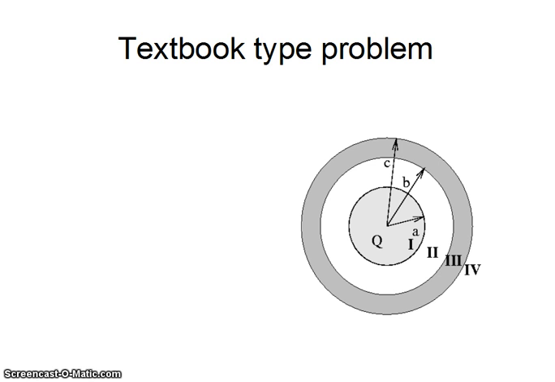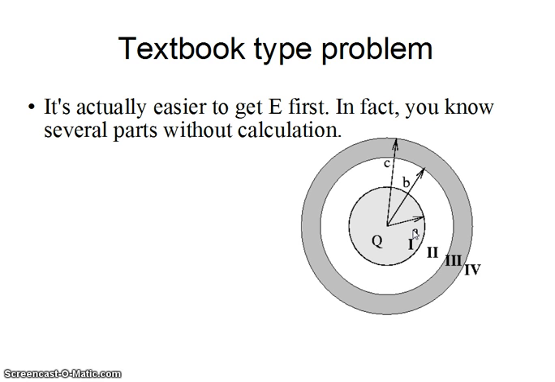So the first thing I do, before I even start thinking about how to solve the problem, is I label these regions 1, 2, 3, 4, so it's easier to talk about than saying r is less than a, r is between a and b, etc. Label the figure a little more. Turns out it's actually easier to get the electric field first. In fact, there are a few parts you know without doing any calculation.